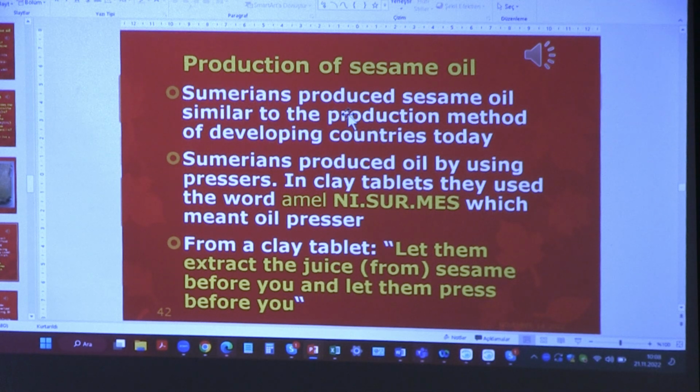Just like olive oil today. Does anyone know how they produce olive oil today? Or why they classify olive oil? Sızma, birinci, ikinci, üçüncü. Anyone knows anything about olive oil? Yok mu hiç Egeli? Yok kimse galiba Egeli. Okay. So, just like olive oil, they obtained some sesame oil before even pressing.